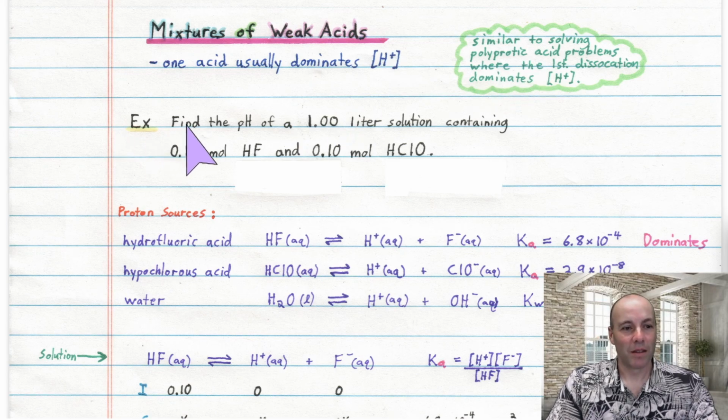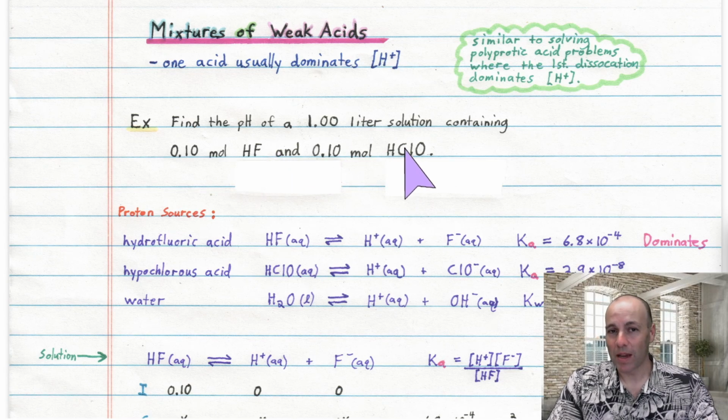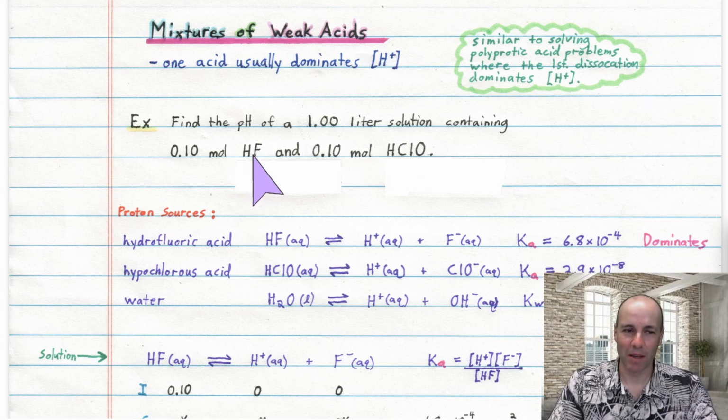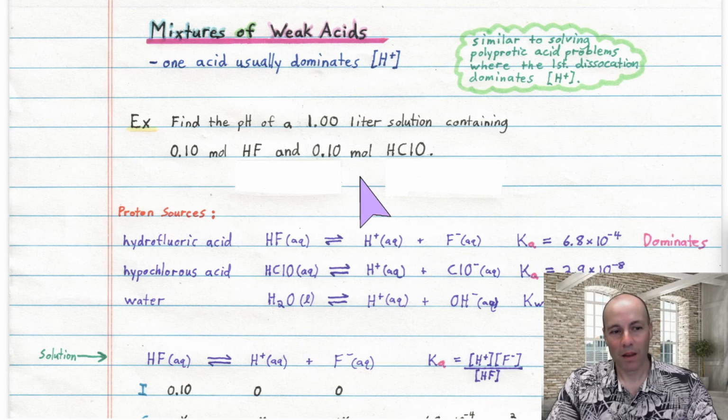As an example, let's find the pH of a 1 liter solution containing 0.1 moles of HF and 0.1 moles of HClO. So there are two weak acids here, hydrofluoric acid and hypochlorous acid. I know they're weak acids because I can look up their Kas. They both have Kas, so that's how I know they're weak. The concentration of hydrofluoric acid is 0.1 molarity, and the same with hypochlorous acid, 0.1 molarity. So we need to consider all of the proton sources.